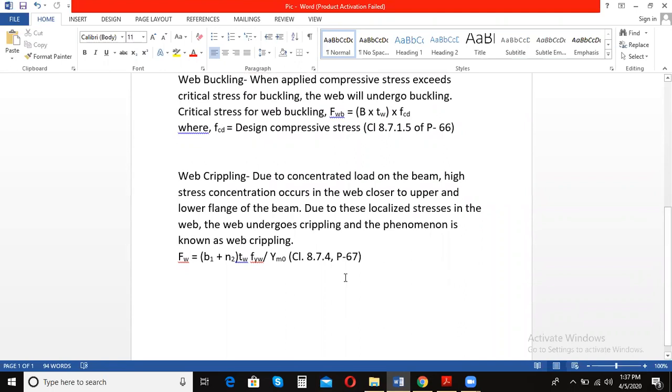And how do we calculate the critical stress for web crippling? It is given in clause number 8.7.4 on page 67 of IS 800:2007. So it says that Fw, the critical stress against crippling, is equal to (B1 + N2) into Tw Fyw divided by gamma m0, right? So let's go to this page.